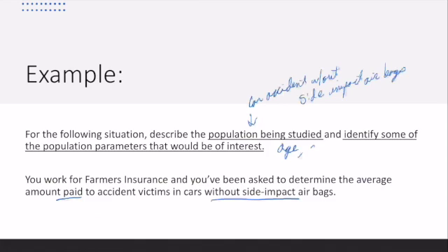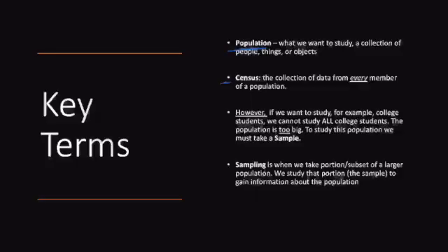So the population is what we want to study when we're coming up with a statistical experiment or observation. We have to define our population. A census is a special type of study where we collect data from every member of a population. However, that can be expensive and sometimes not feasible. So if we wanted to study, for instance, all college students, we really couldn't study all college students, right? There's millions and millions of us. The population is just way too big.